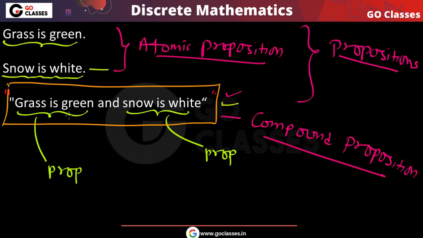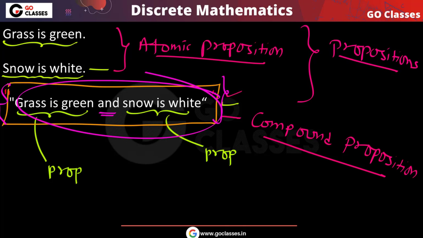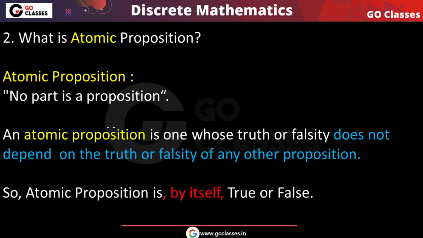But notice the truth value of this statement: grass is green and snow is white. Its truth value will depend on the truth value of this statement, and also on the truth value of this statement. So an atomic proposition is a proposition whose truth value does not depend on anyone else. The truth value of this statement does not depend on anyone else. The truth value of this statement does not depend on anyone else. But the truth value of this statement will depend on the truth value of this and the truth value of this. So that's the definition of atomic proposition.